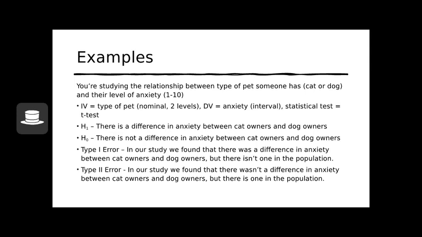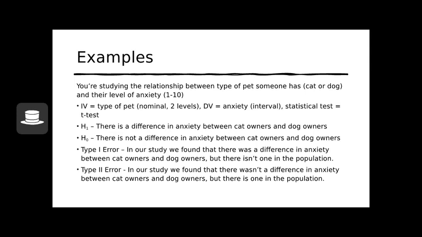Now, if I got a significant relationship in my study, it could be a true positive, or I could have committed a type 1 error, which would be a false positive. I don't know, but I could have. If I committed a type 1 error, I would have said that there was a difference in anxiety between cat owners and dog owners, because that's what I would have seen in my sample, but there actually isn't one in the population, right? So I rejected the null hypothesis when I should not have, right?